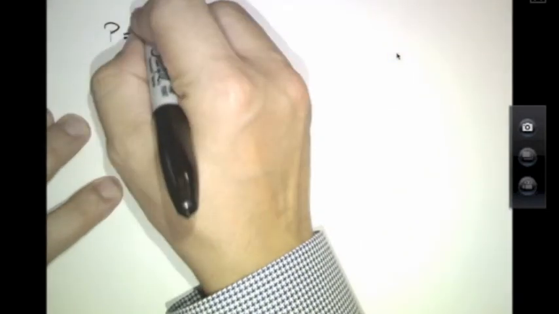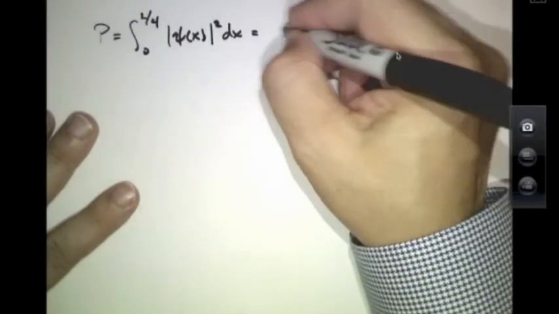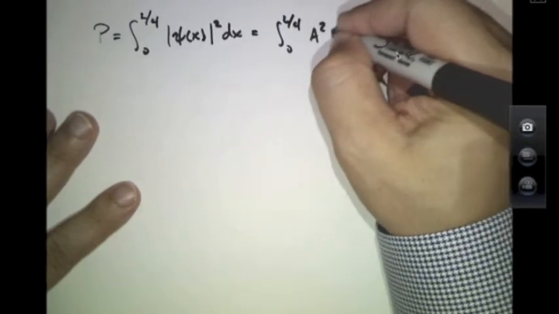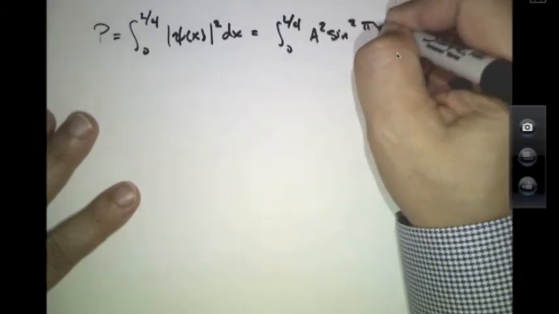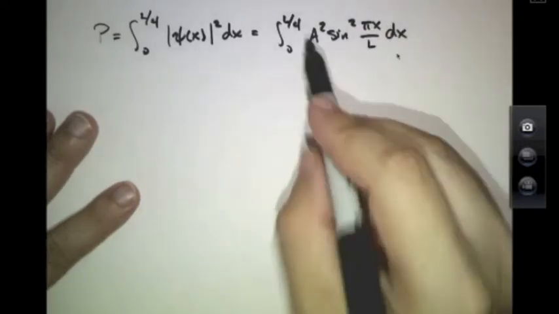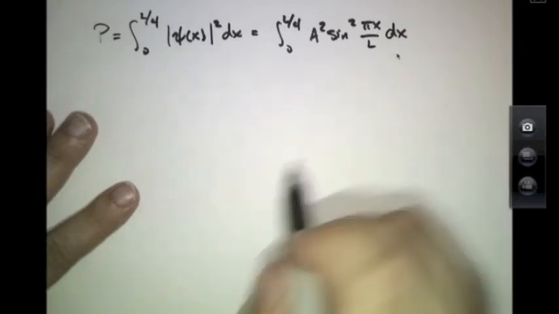The specific computation that we need to do is to evaluate the probability to be within the interval 0 to L over 4 of psi of x squared dx. That's the answer that we're going to seek. Well, now we're going to plug in our expression for psi of x. So I integrate from 0 to L over 4, a squared sine squared of pi x over L dx.